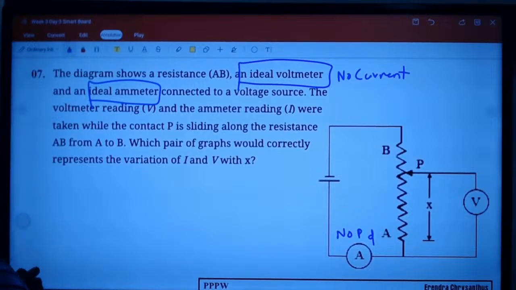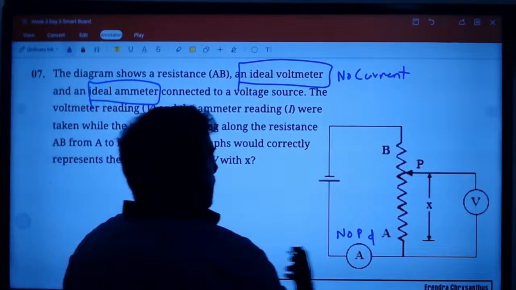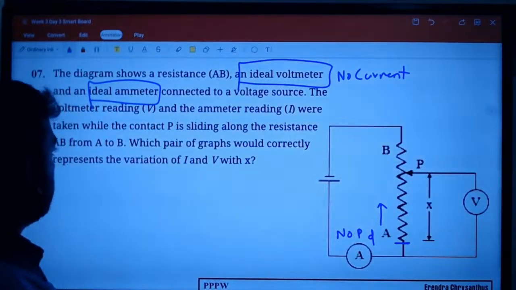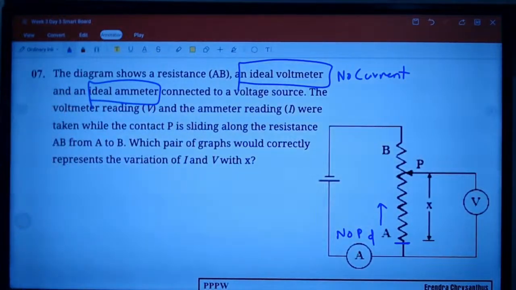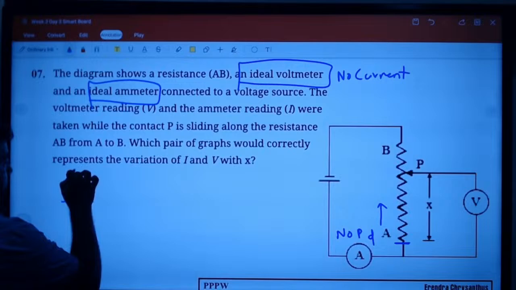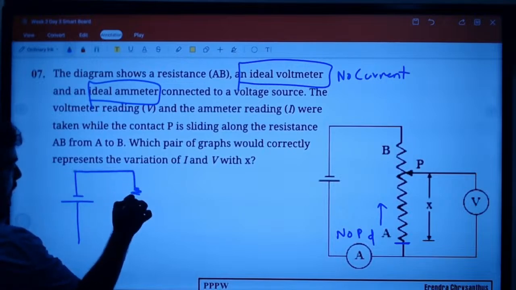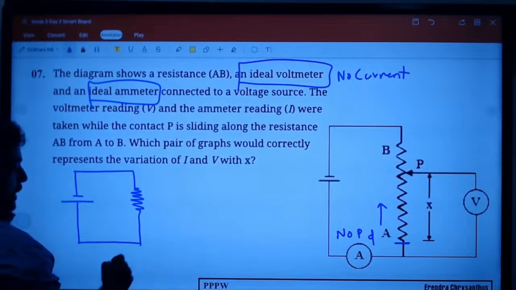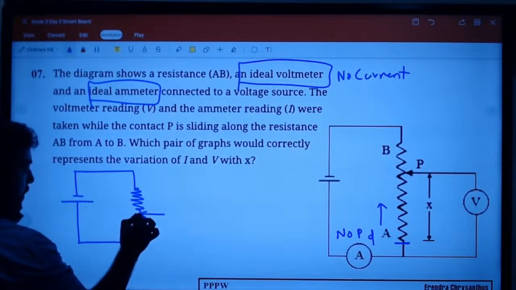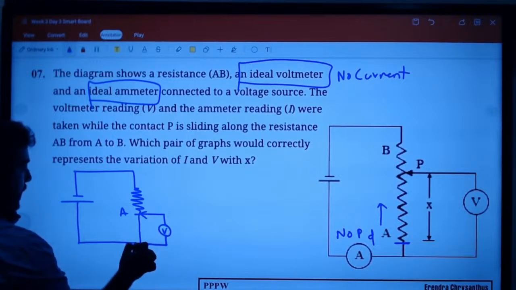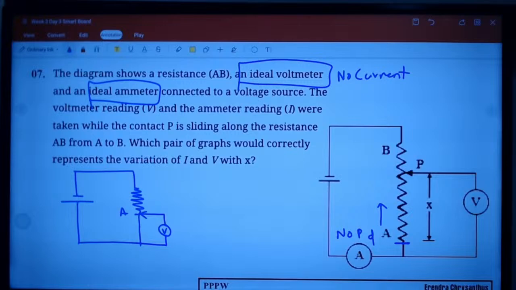While contact P is sliding from A to B, from A to B it's going to slide. Which pair of graphs would correctly represent the variation of I and V? So first let's look at this. The resistor is there. This is at A. What is your voltmeter reading?